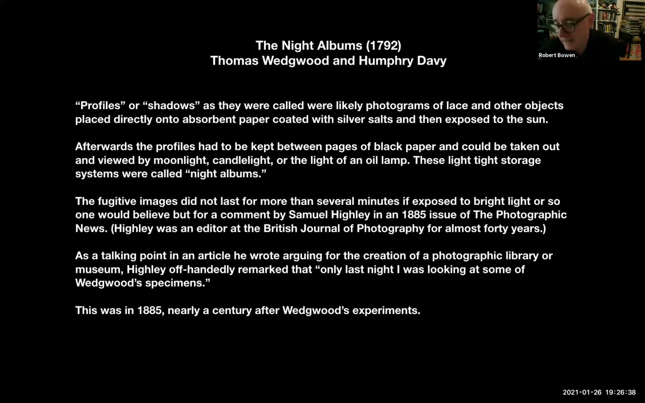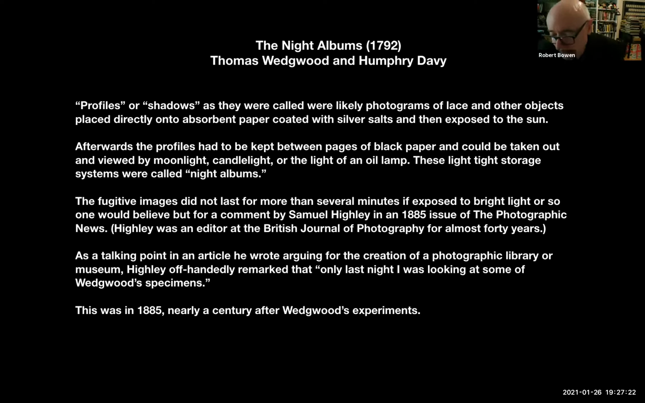This one I love. I don't know if you know about this, the night albums. Does anyone know about the night albums? Okay, so Thomas Wedgwood, who was the son of the famous potter Josiah Wedgwood, and Humphrey Davy, who was his friend and the most important experimental scientist of the age. And they were also friends with Coleridge, and they traveled abroad together and did these things. Anyway, so Wedgwood was an early experimenter in photography.